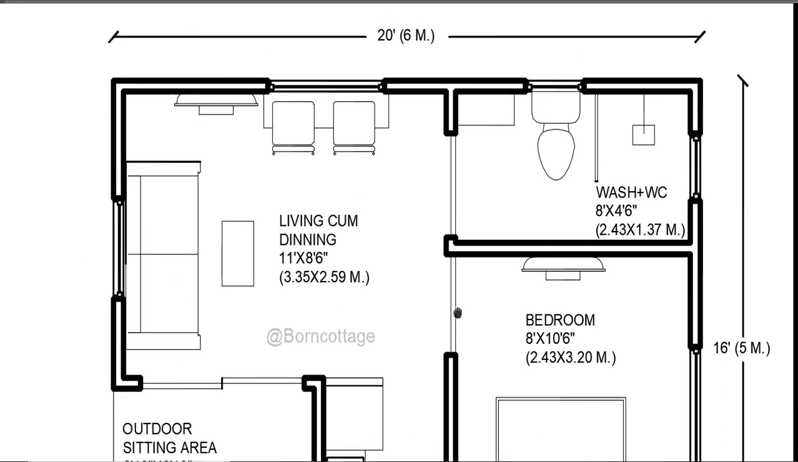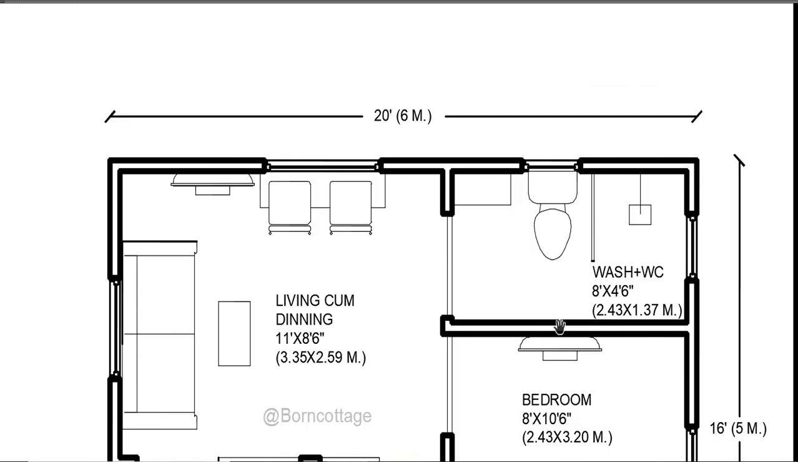After that we will go on left side. So we have common use washroom plus water closet here. The size of the washroom plus water closet is 8 feet into 4 feet 6 inches, in meter 2.43 into 1.37 meter. You can see here the wash basin, water closet, and also a shower area. Shower area and water closet both are separate, and we have 2 ventilator for ventilation of this washroom.